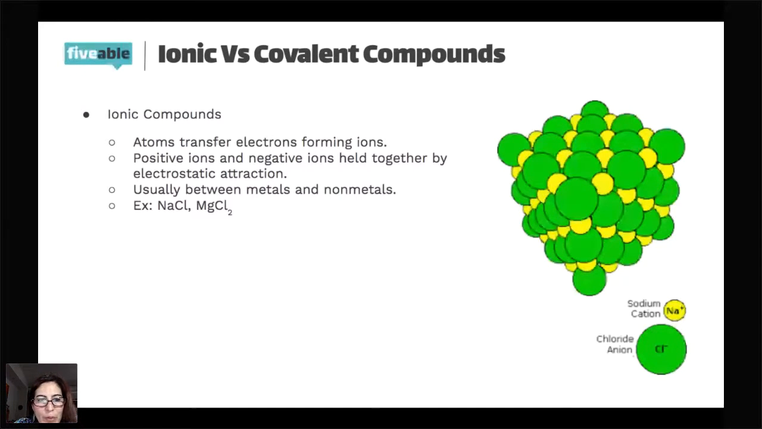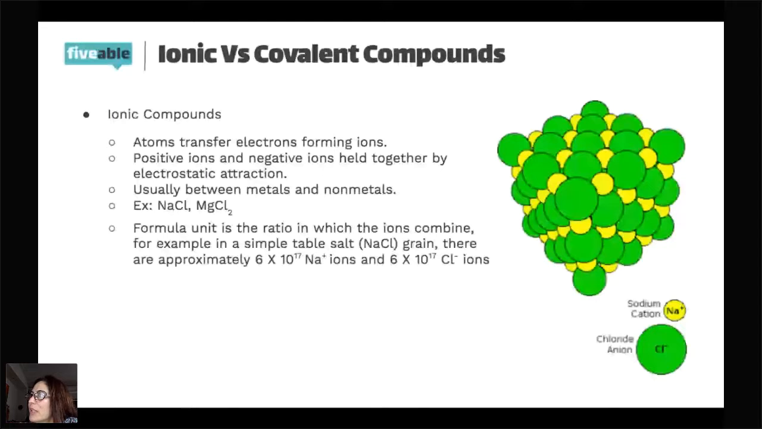When we have the formula, in fact, it's called formula units, NaCl, we have the ratio of sodium to chlorine ions. So salt exists as a crystal lattice composed of millions and millions of ions of sodium and chloride. The number of ions will depend actually on the size of the sample.